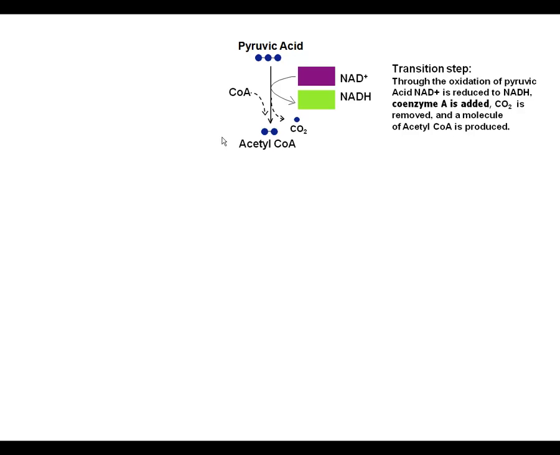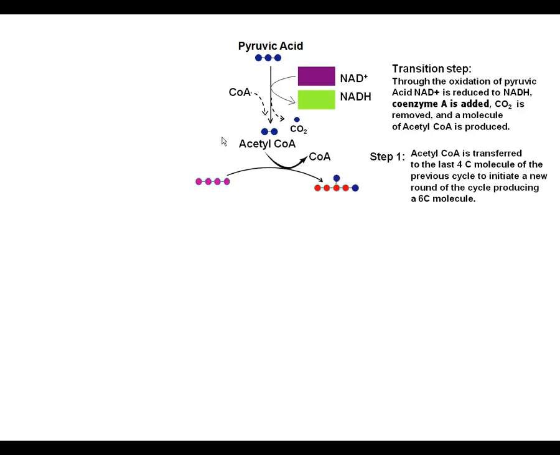So we are going to take our acetyl-CoA, and this molecule is going to bind with the last 4-carbon molecule of the previous cycle. This is a cyclic reaction, so as it goes around, the last molecule from the previous cycle now is going to bind with our acetyl-CoA, and that's going to give us a new 6-carbon molecule to begin our Krebs cycle. 2 of these are from our original pyruvic acid. 4 of them are a molecule that will begin to stay within the Krebs cycle.